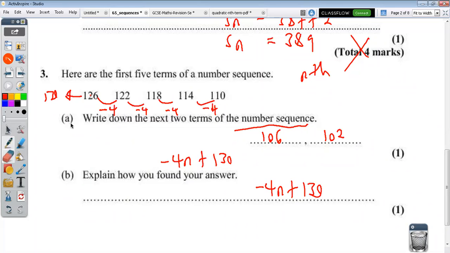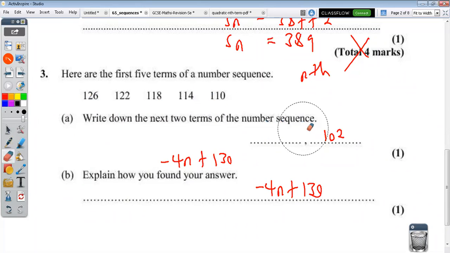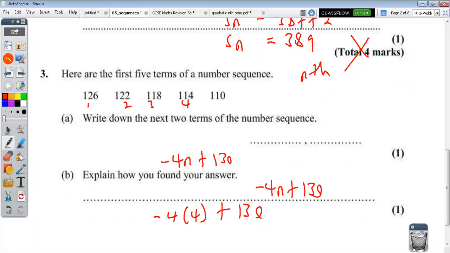Let's test it. It will give us any term in that sequence. So when n is equal to 4, it's minus 4 multiplied by 4 plus 130. What does your calculator give you? That should give you exactly 114.